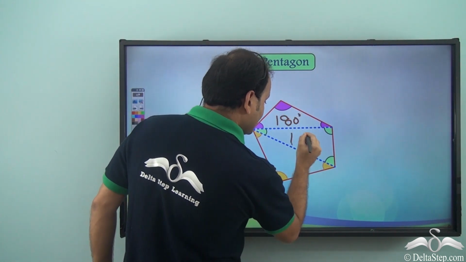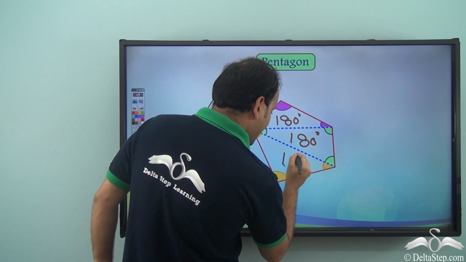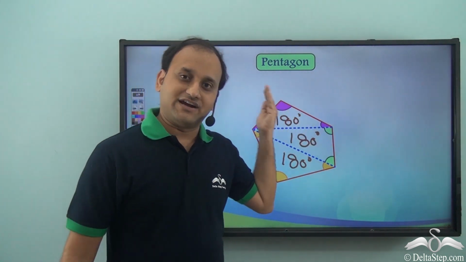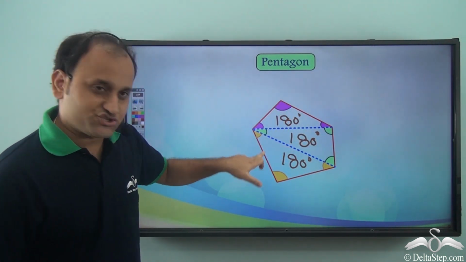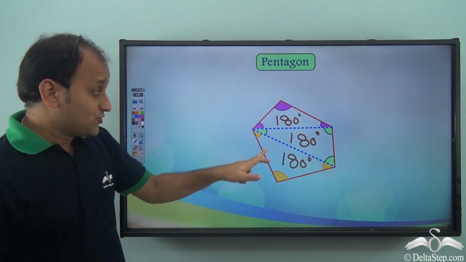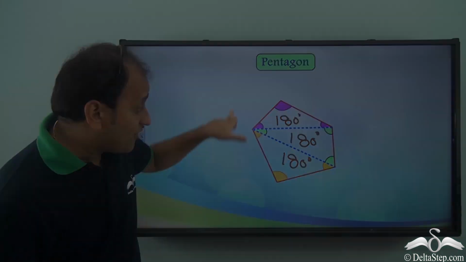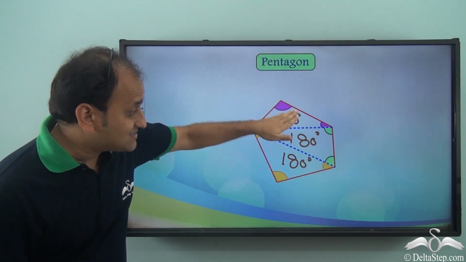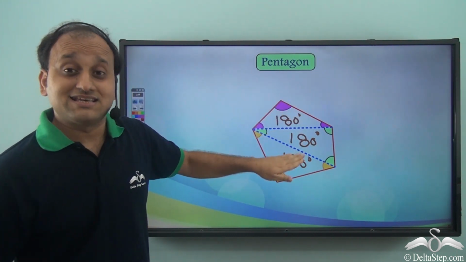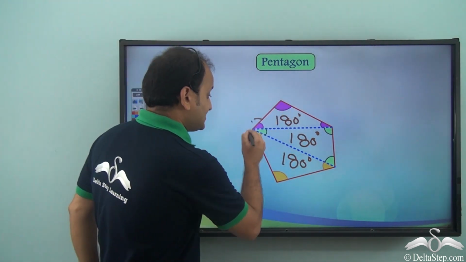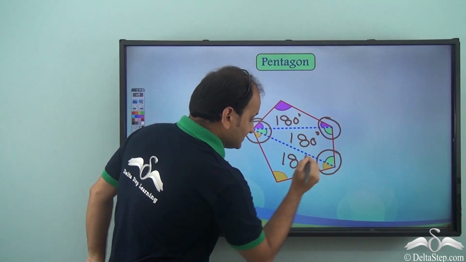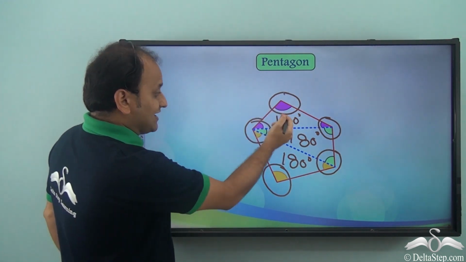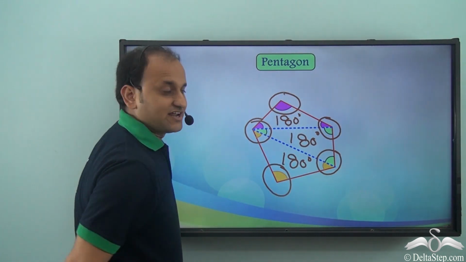180 degrees. So, for every triangle, the sum of internal angles is fixed, that is 180 degrees. And we have three such triangles in this particular pentagon. So, if we need to find the sum of all the internal angles of the pentagon, then what do we do? We simply find the sum of all the angles of these triangles, and they represent nothing but internal angles of this pentagon. So we have 180 plus 180 plus 180.